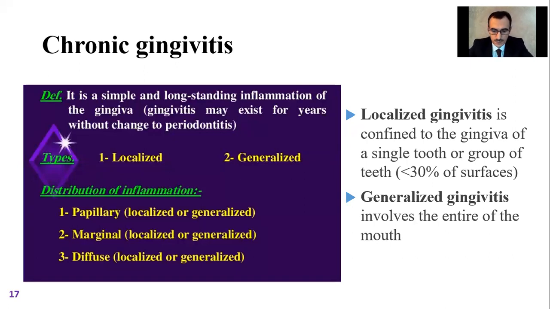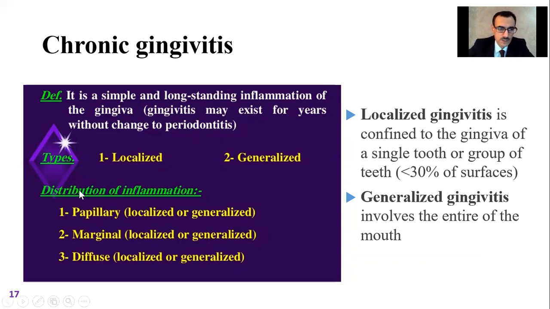So here we see the types of chronic gingivitis, the localized, as we mentioned, and the generalized. The localized gingivitis is confined to the gingiva of a single tooth or group of teeth, less than 30% of surfaces. But the generalized gingivitis involves the entire mouth.